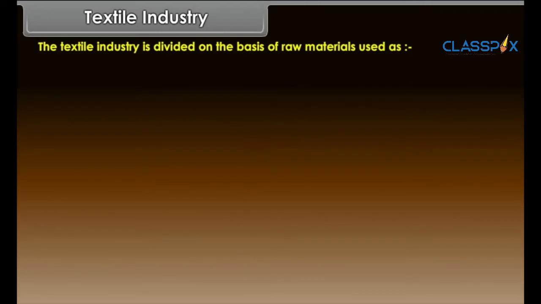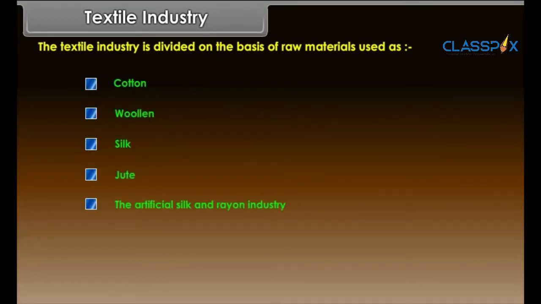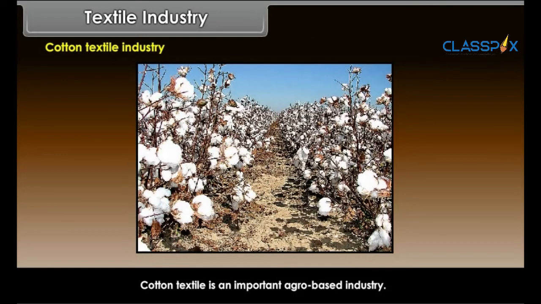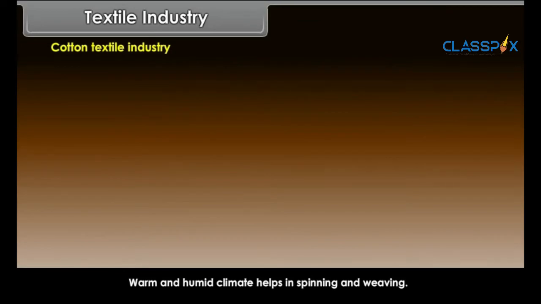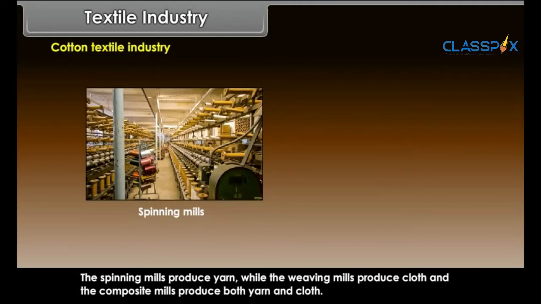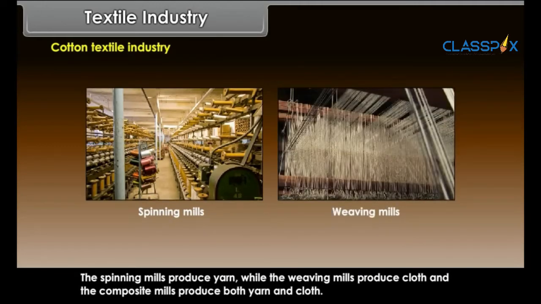The textile industry is divided on the basis of raw materials used as cotton, woolen, silk, jute and the artificial silk and rayon industry. Cotton textile industry. Cotton textile is an important agro-based industry. Warm and humid climate helps in spinning and weaving. The spinning mills produce yarn while the weaving mills produce cloth, and the composite mills produce both yarn and cloth.